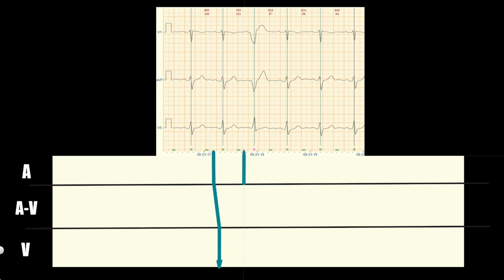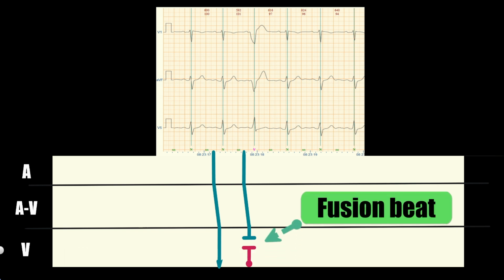It occurs if the sinus impulse has enough time for the beginning of ventricular depolarization, but at this moment the PVC occurs. This is why the QRS complex has intermediate morphology between the normal morphology and the PVC.